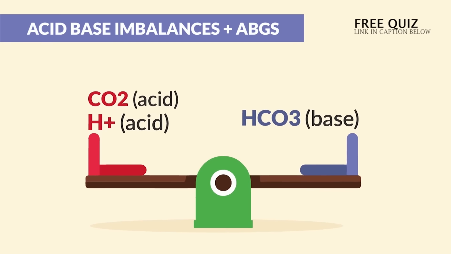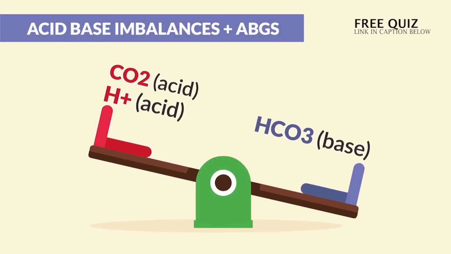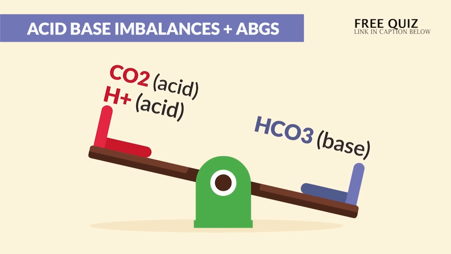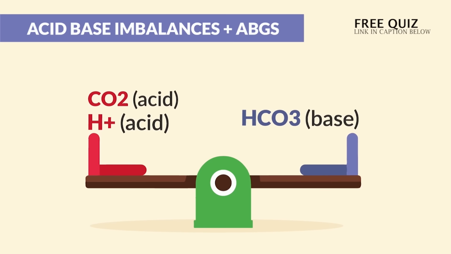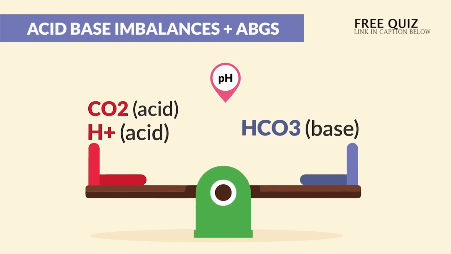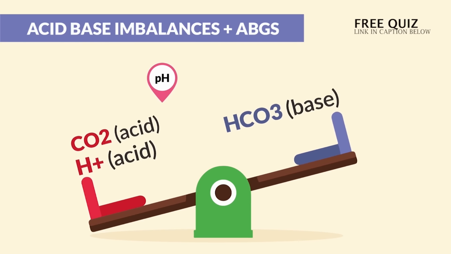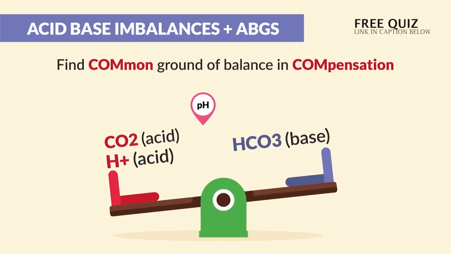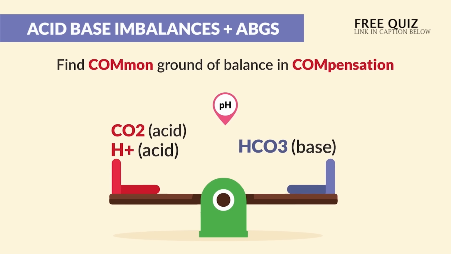So naturally, too much or too little of either acid or base can throw the body out of balance. If one is out of balance, well then the others will try and adjust by increasing or decreasing in order to steady out this pH level and put it in normal range. Now, this concept is called compensation. So just think the body is trying to find common ground with compensation. Just trying to find that balance. But we'll cover that in a moment here.